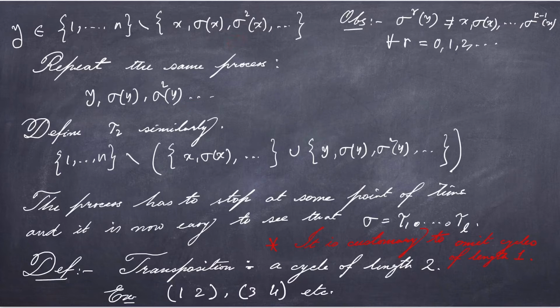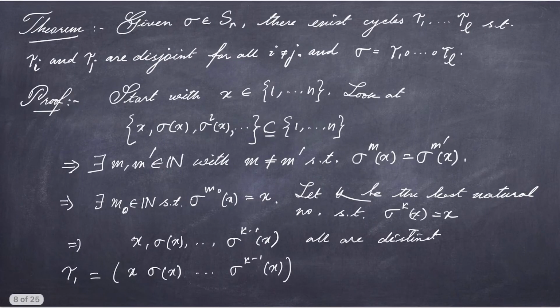If their union does not exhaust 1 up to n, then we will pick something from this and go ahead. Since we are only having n elements, at some point of time we have to stop. So that leads me to, if we stop after L steps, we get permutations tau 1, tau 2, up to tau L, and any two such different tau i's are disjoint, and sigma is their product.